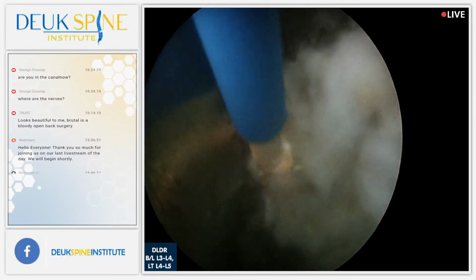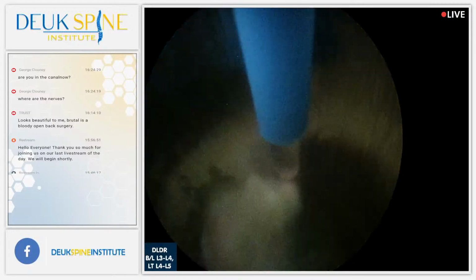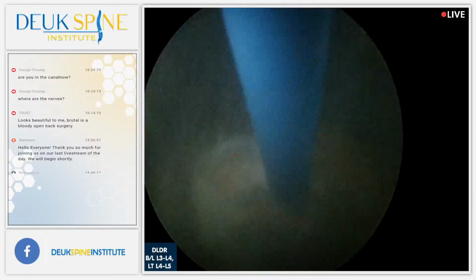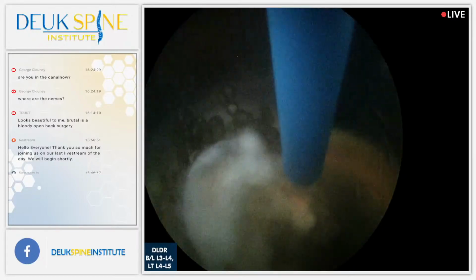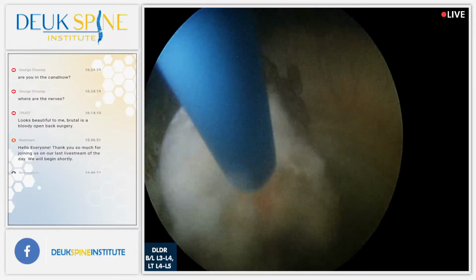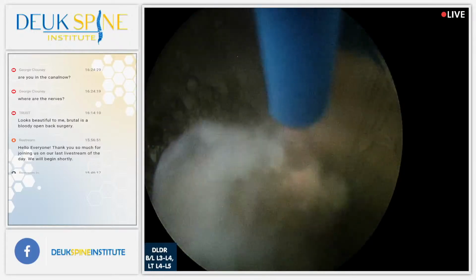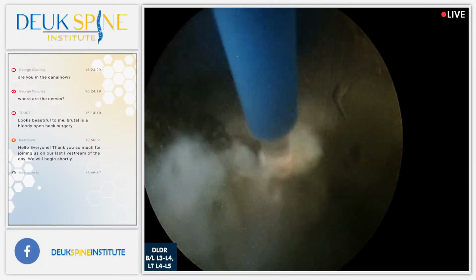Somebody asked earlier, where are the nerve roots? The nerve root is on the other side of this tube, okay? We don't really want to see it because we want to protect it with the tube. But if you have to know where it is, it's literally to the left of the laser right now.